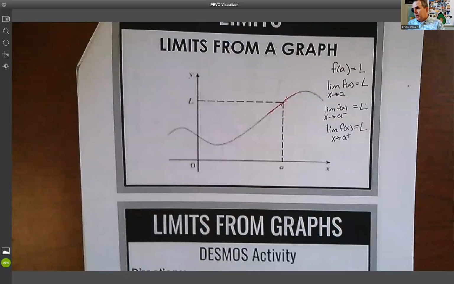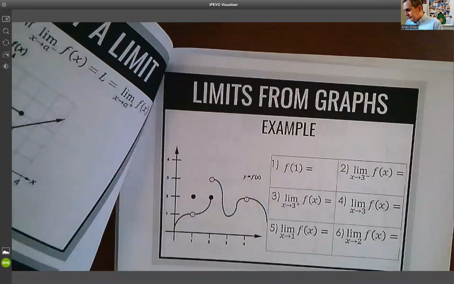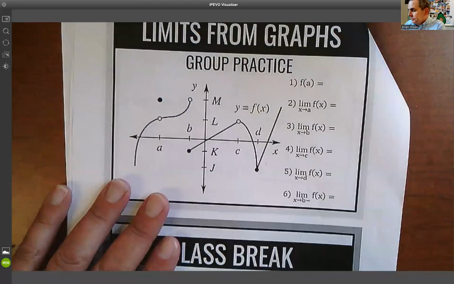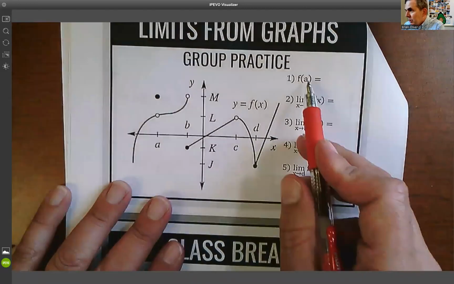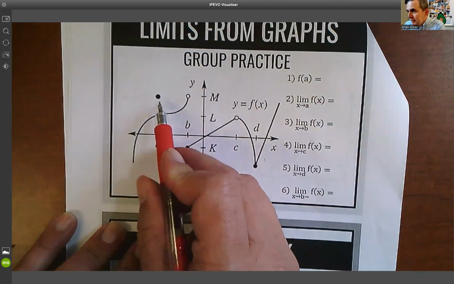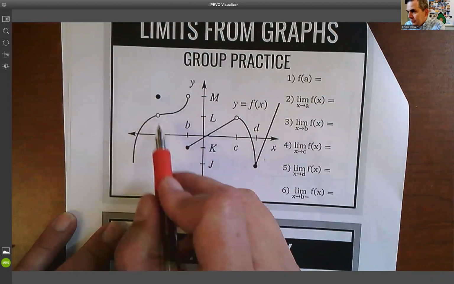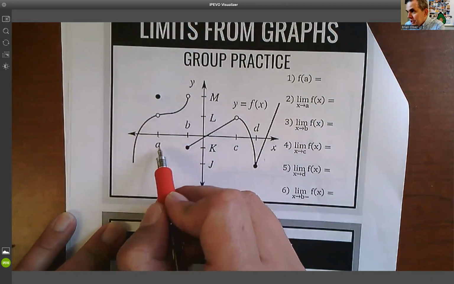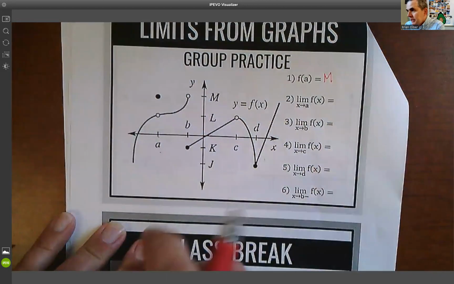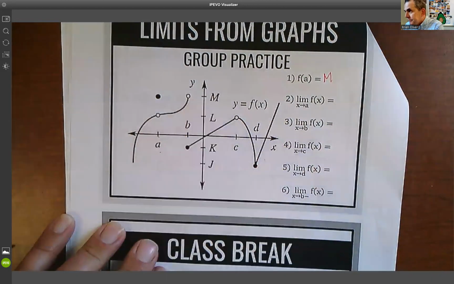Share my screen. Now we're going to look at an example we did from class. Let us take a look at this one right here with our letters. What is f of A? When I go to A, I go up and find this filled in dot. So f of A, the value of the function at A, in this case is M. It's where the closed circle is at M.